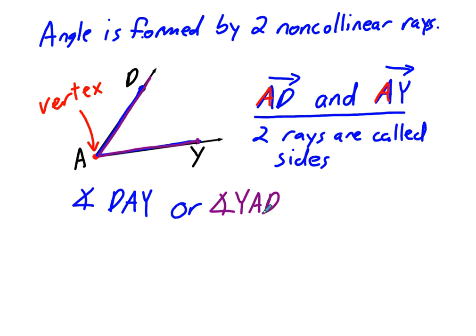In special cases, such as this one, notice there's only one angle represented here around that same common vertex. So if there's only one angle present in a picture, we could call this angle A. We could use just that vertex letter to name that angle as well. Again, that's only if there's only one angle present.